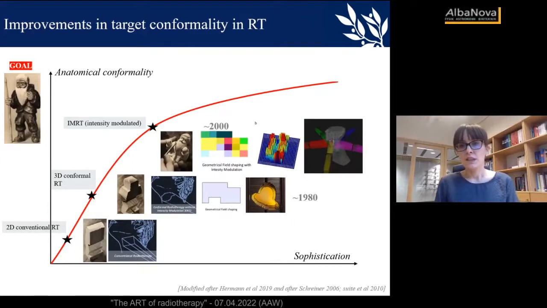Another important discovery and another important improvement in target conformality in radiation therapy came towards the end of the 90s, beginning of the year 2000, when intensity modulated radiation therapy became available. In intensity modulated radiation therapy, not only is geometrical field shaping possible, but it also became possible to modulate the particle fluence, the beam intensity, beam element by beam element, as shown here in this illustration and in the one close by. This actually made it possible to reach a much higher level of anatomical conformity. And here you see in this figure an illustration of a typical IMRT treatment where beams are impinging on the patient from several directions, and each of these beams is now modulated in intensity.